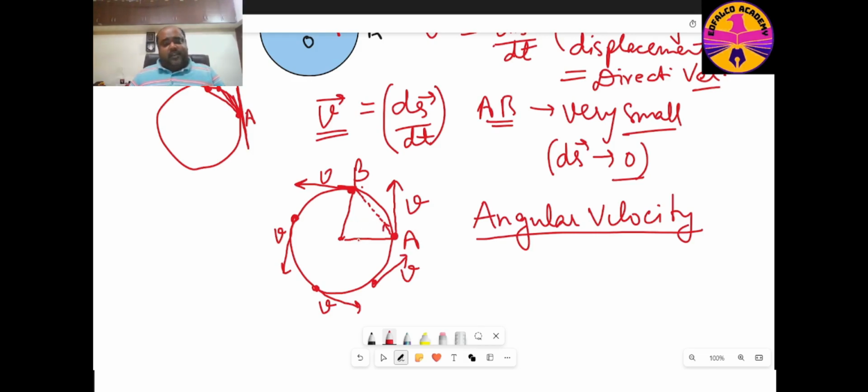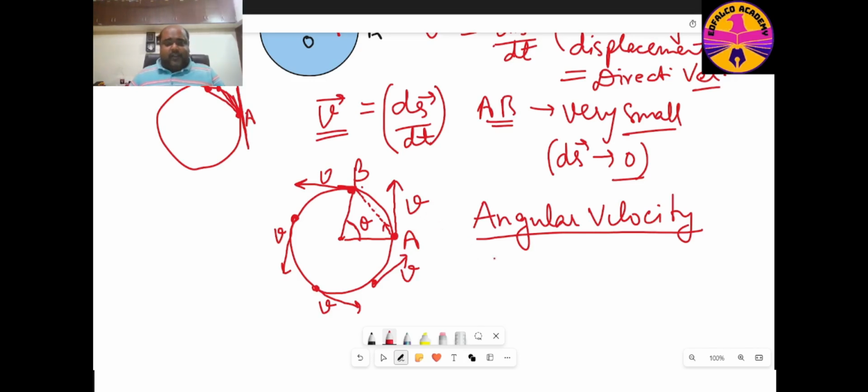The same thing we can talk about in terms of theta also. Suppose that this AB chord is subtending an angle of theta at the center. Then it has done an angular displacement, or the angular position has changed by an angle of theta. So the angular displacement is theta, basically theta radians, is the displacement in the angle that has happened from point A to B.